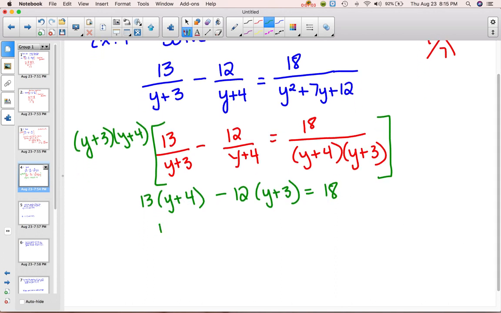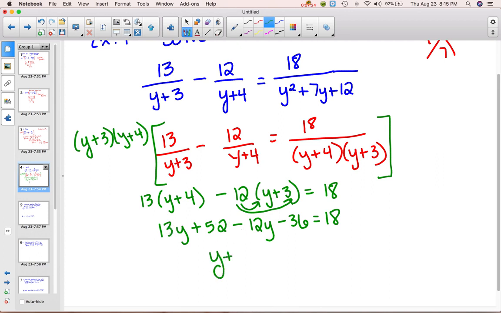So now I'm going to distribute. I get 13y plus 52 minus 12y. Here's a common mistake people make. When you distribute this, remember it's a negative 12, so you have a minus 36 equals 18. So when we combine like terms, we're going to have y plus 16 when we take 52 minus 36 equals 18. And so y equals 2.